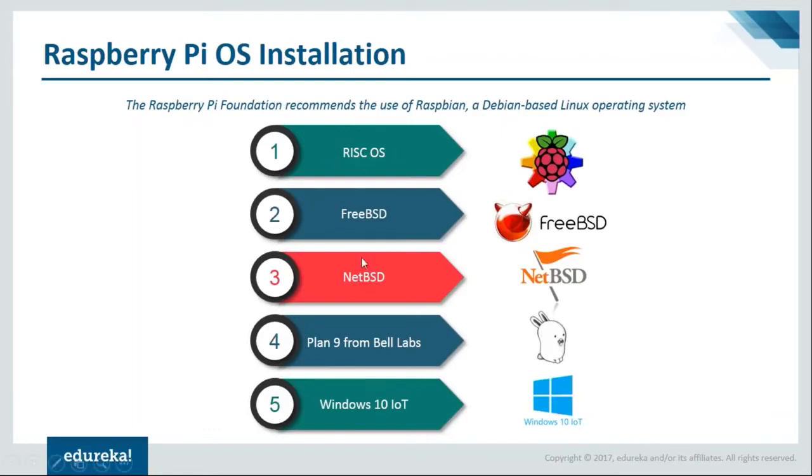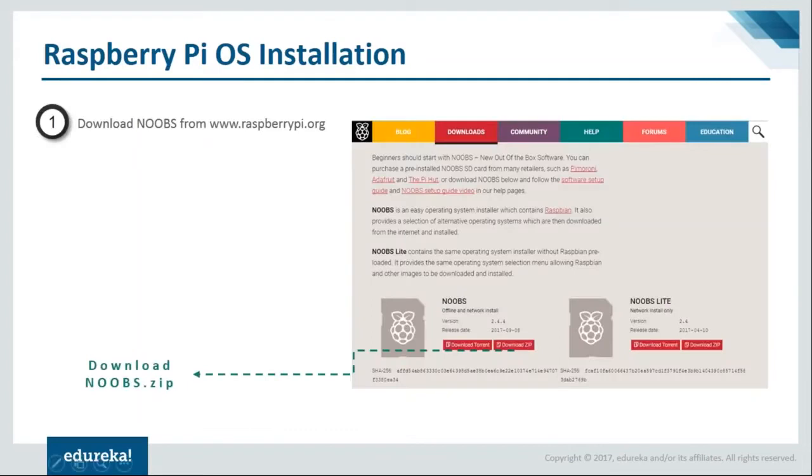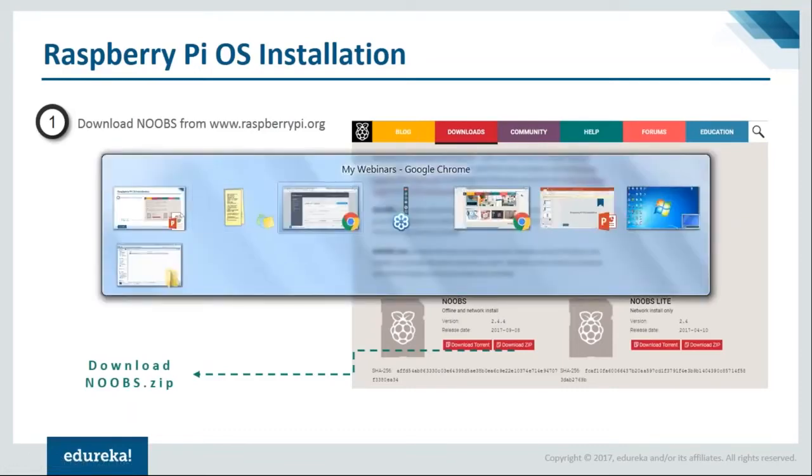These are some of the most popular operating systems supported on Raspberry Pi. You have RISC OS, you have the FreeBSD operating system, you have the NetBSD operating system. Plan 9 is again from Bell Labs, and Windows has its own Windows 10 IoT version. For this session we're not going to go into Windows 10, we'll stick to the core Raspberry Pi operating system. For downloading the operating system, you can go to the original site, that is raspberrypi.org, and there in the downloads tab you can download the operating system. Let me just show it to you.